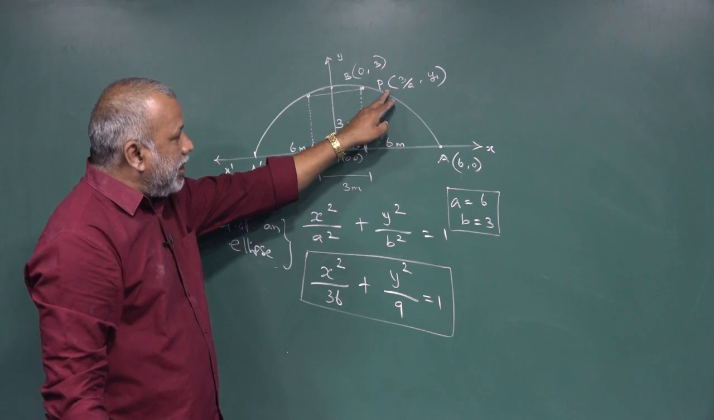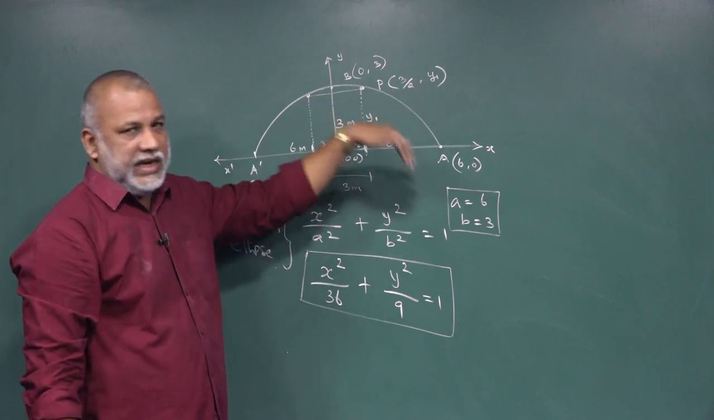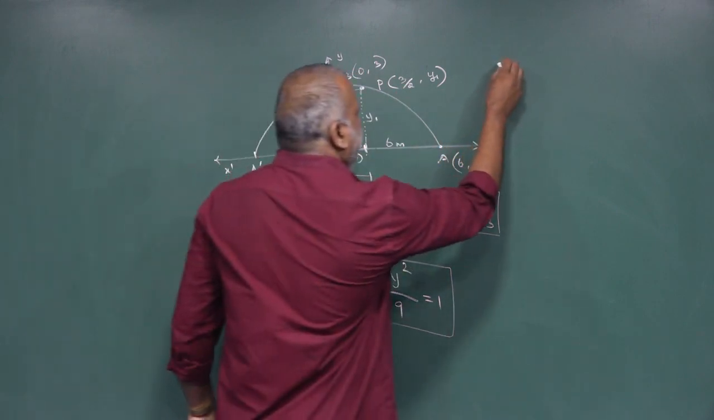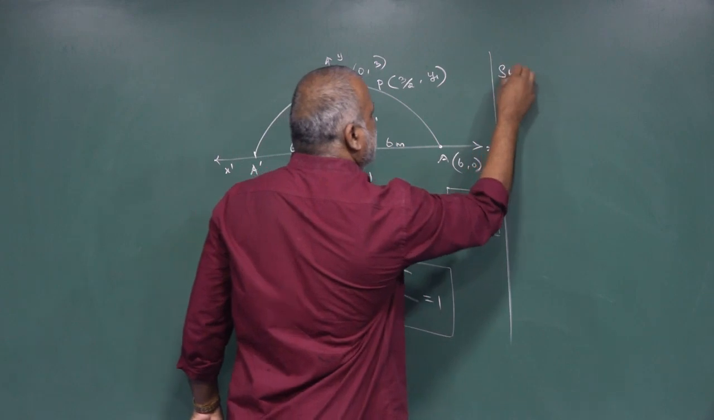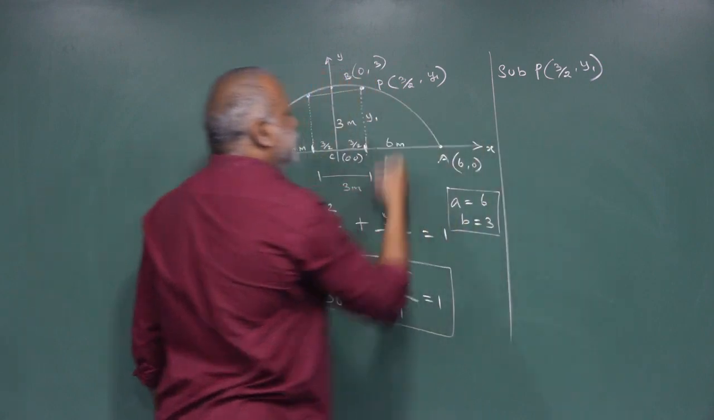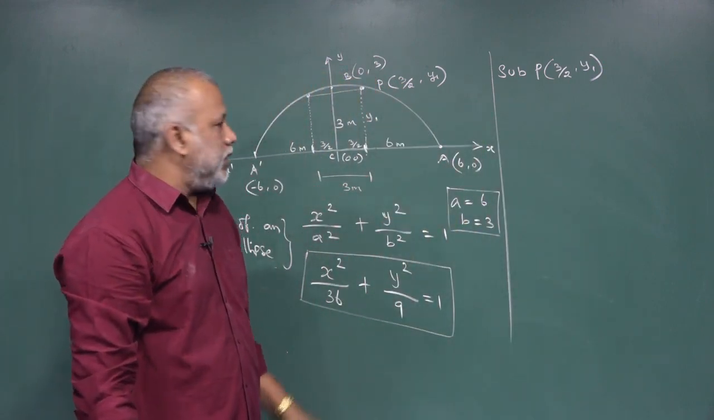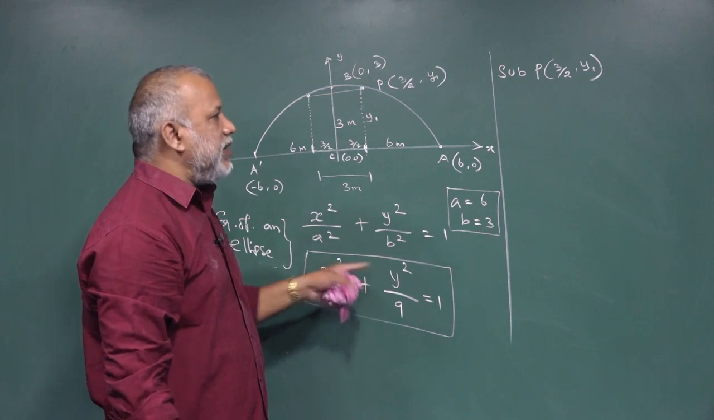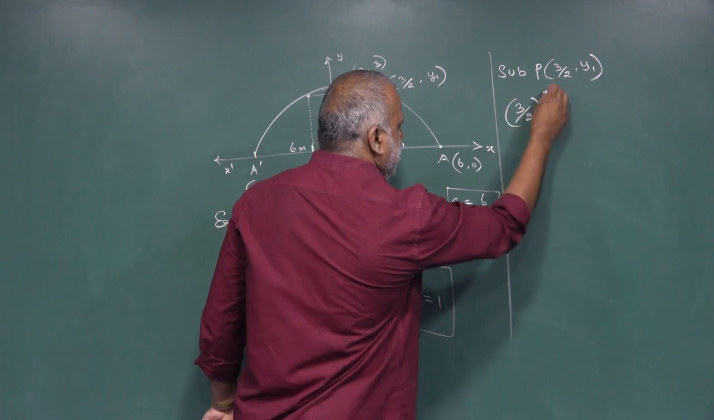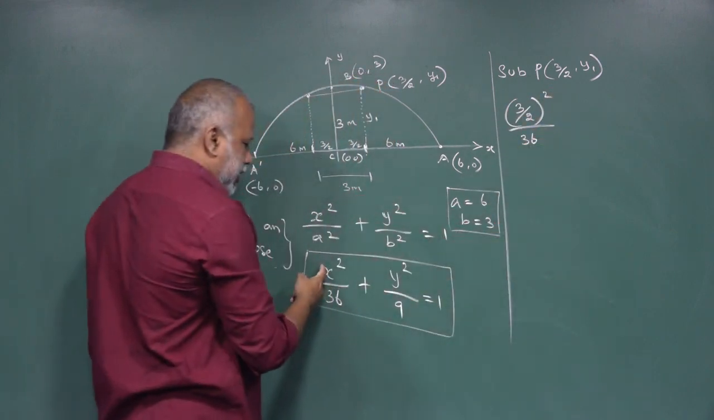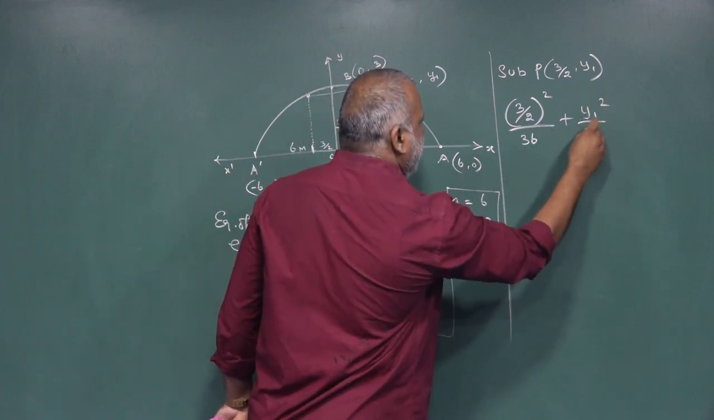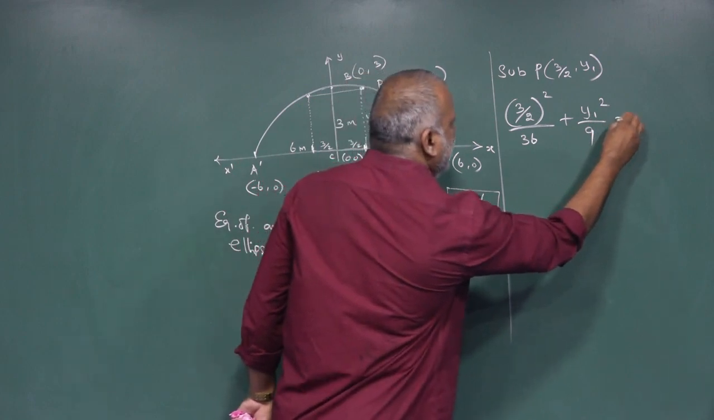Now the point P of 3 by 2 comma y1 is on this ellipse. We need to find y1. Therefore, substitute this data. That means substitute P of 3 by 2 comma y1 instead of x comma y. So here, see, 3 by 2 the whole square divided by 36, y is unknown, so y1 squared by 9 equal to 1.